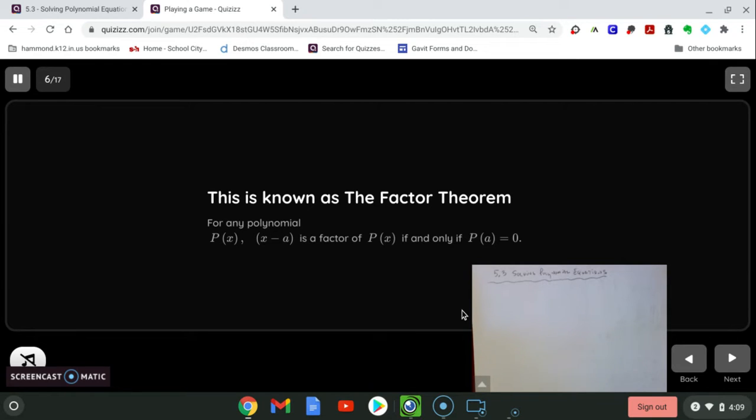The thing we want to keep in mind is for any polynomial, x minus a is a factor of that polynomial if and only if the polynomial value is 0 when we substitute a in. Another way to think about that is a is the x-intercept.